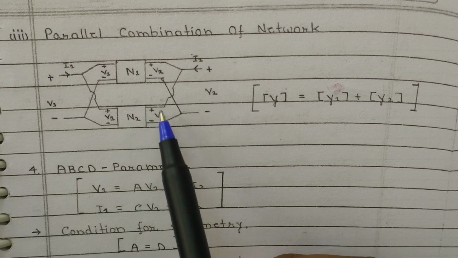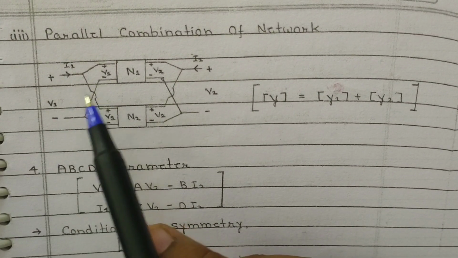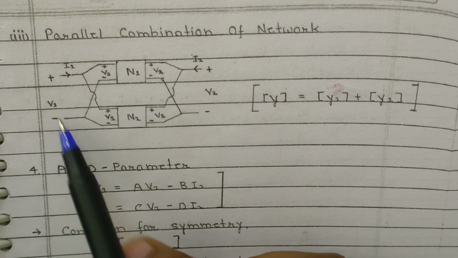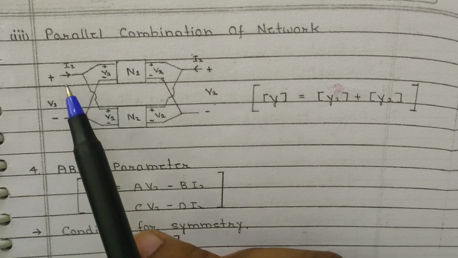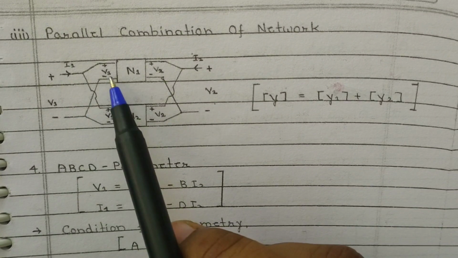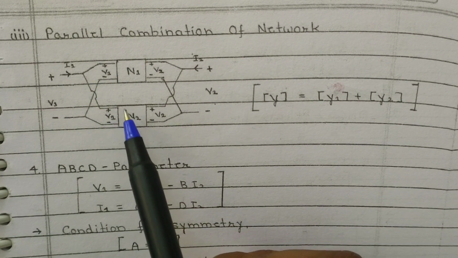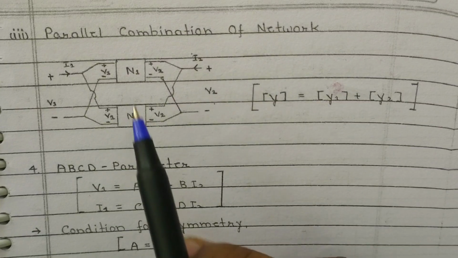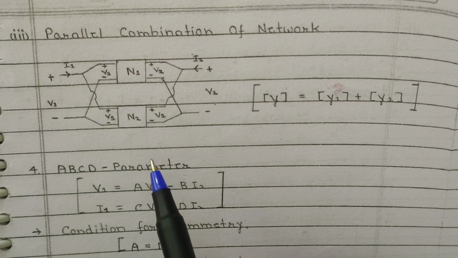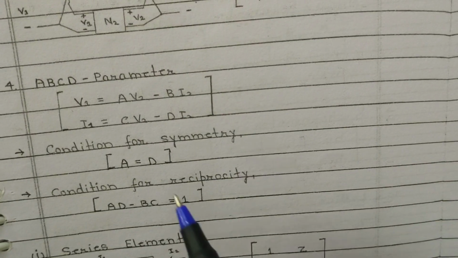This is the parallel connection of a network. Here voltage source V1 and voltage source V2 are applied. Current I1 enters, and this connection is the parallel combination of a network. Please observe. Now we will see about the ABCD parameters.